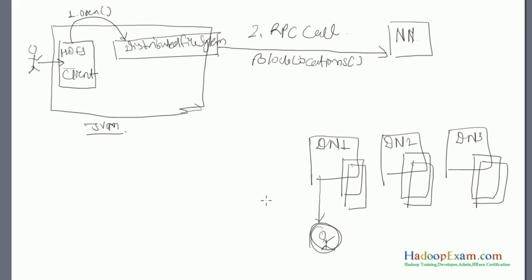Okay, so now let's move to the next step. The third step is that block locations are not directly returned to the client.